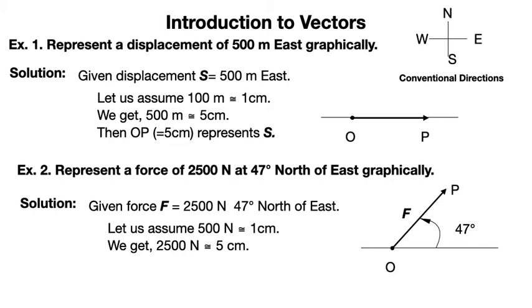This is north of east, from east towards north. 47 degree north of east. Draw a line, and on that line take a segment OP equal to 5 centimeter to represent the given force of 2500 Newton. OP represents the force F completely, both in magnitude as well as in direction.